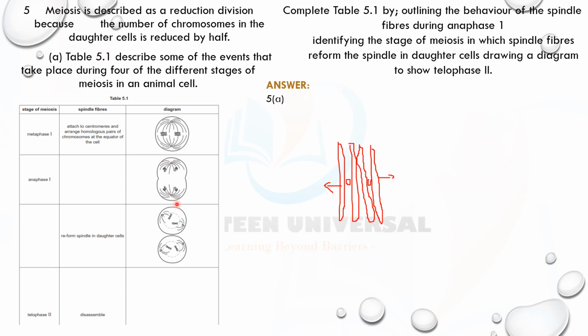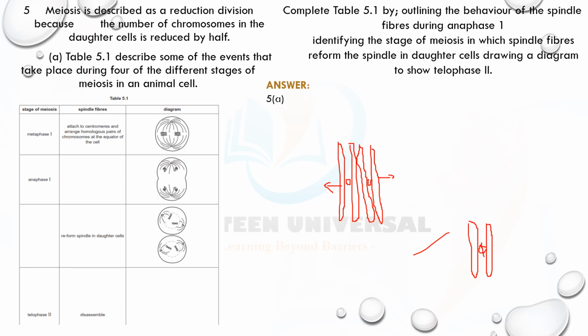But in anaphase 2, what is actually separating is sister chromatids. In anaphase 2 and mitotic anaphase, what separates is sister chromatids because the centromere splits. So the difference between them is that, number one, in anaphase 1 what separates is whole chromosomes, while in anaphase 2 what separates is sister chromatids, and in anaphase 2 the centromere splits, but here it doesn't split.